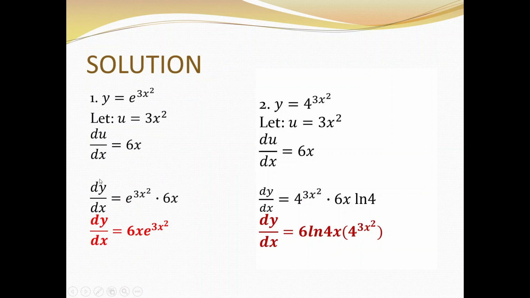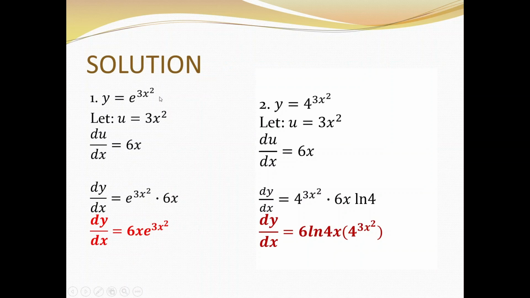And for the given function, the derivative of that function y with respect to x is now equal to e raised to u times the derivative of u. So this is simply e raised to 3x squared, and then to be multiplied by the derivative of the exponent u as 6x. Or we can also express our answer as derivative of y with respect to x is now equal to 6x times e raised to 3x squared. Now, for our next example, y is equal to 4 raised to 3x squared.